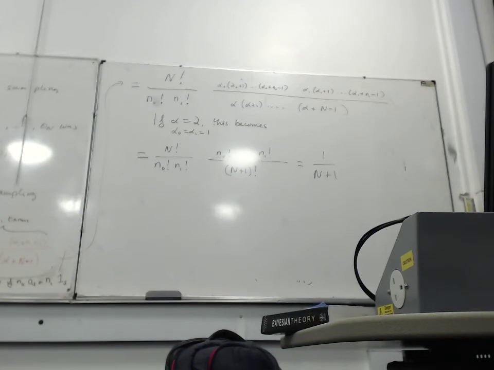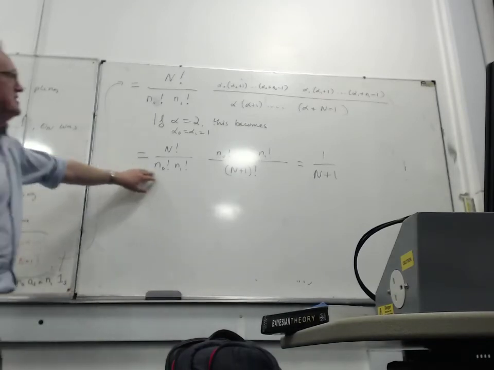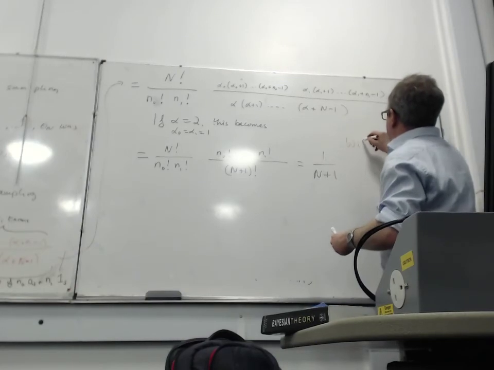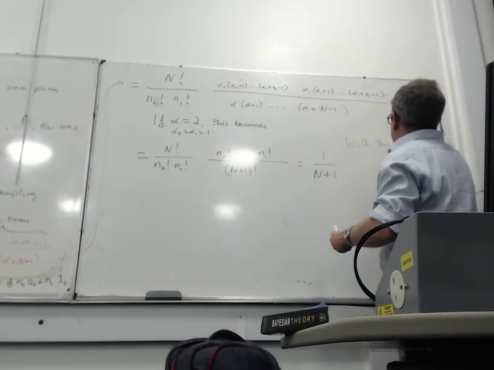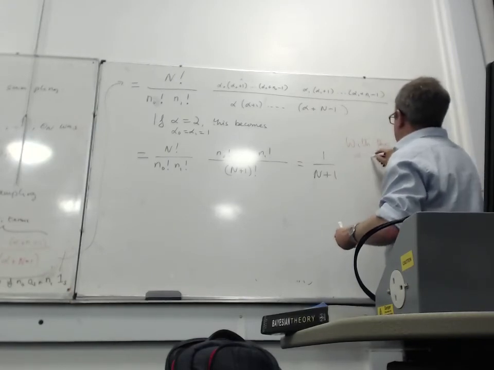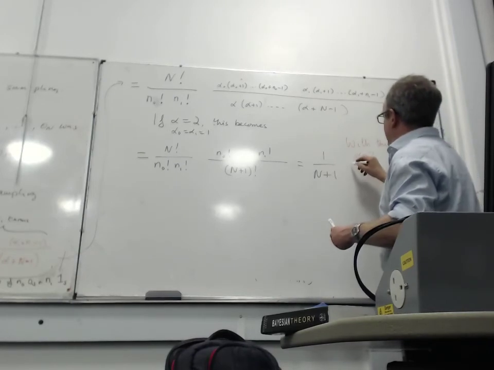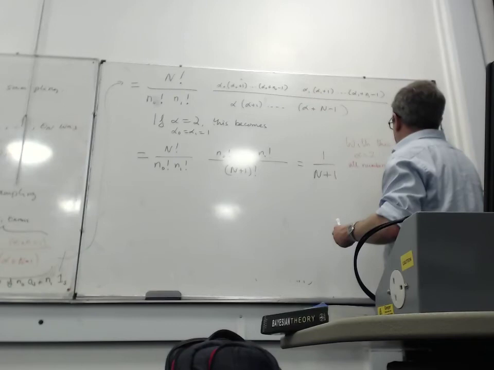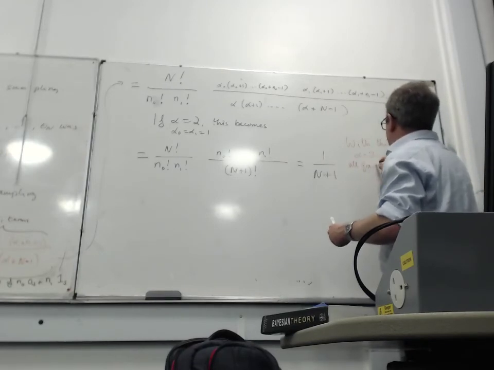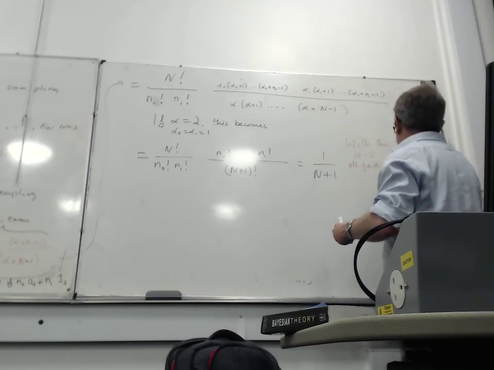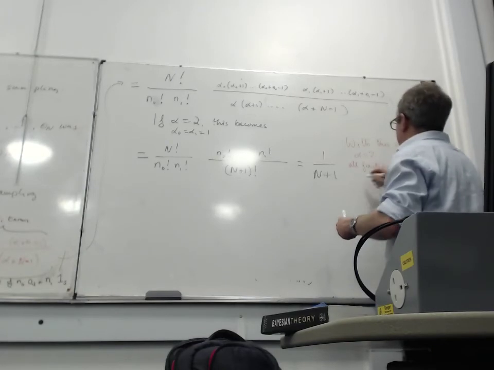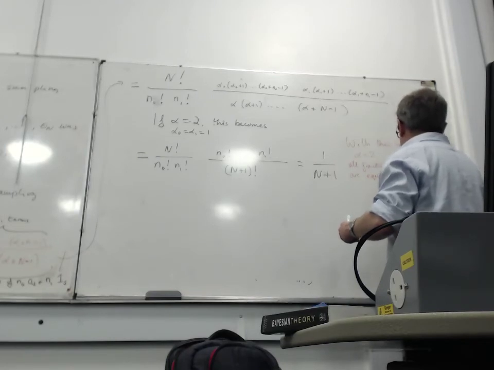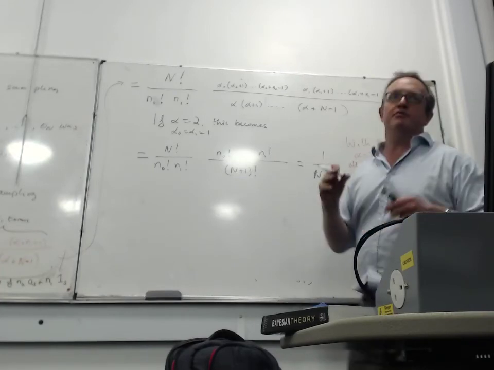Then what we've actually got here is that, with this particular value of alpha, with this value of alpha equals 2, all numbers, or all fractions, of ones in the population are equally probable.